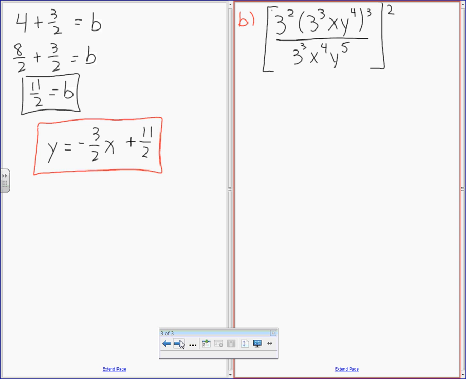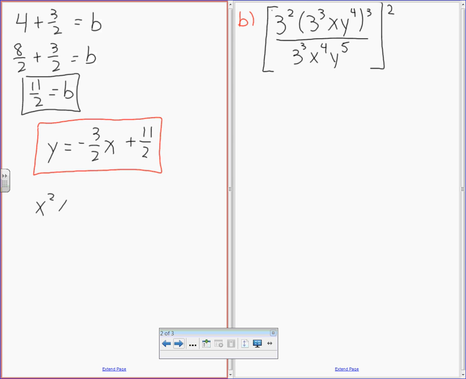The main exponent rules. Let's say I do x squared times x to the 5th. Can I get a brainstorm to tell me what x squared times x to the 5th is, please? x to the 7th. How'd you get that? Yeah, add the exponents. Good. So if you're multiplying the bases, you're going to add the exponents.